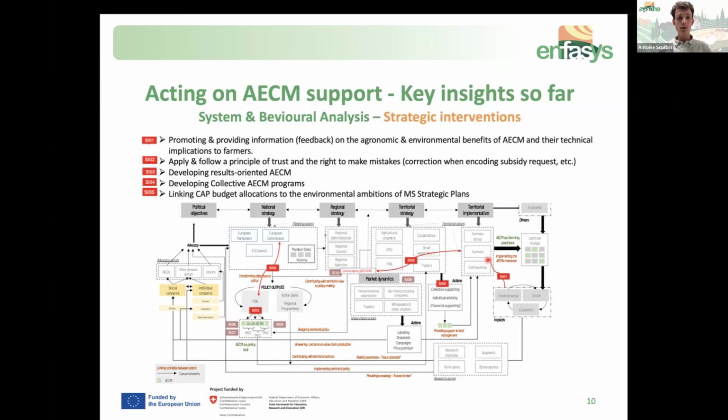And then another action point or strategic intervention that was mentioned was the need to link the CAP allocation, so the budget allocation, towards the environmental ambition of the member states in agri-environmental schemes, which are not the same for every member state. But this is more on a policy scale. So when we try to do a theory of change process, we also see some policy outputs.